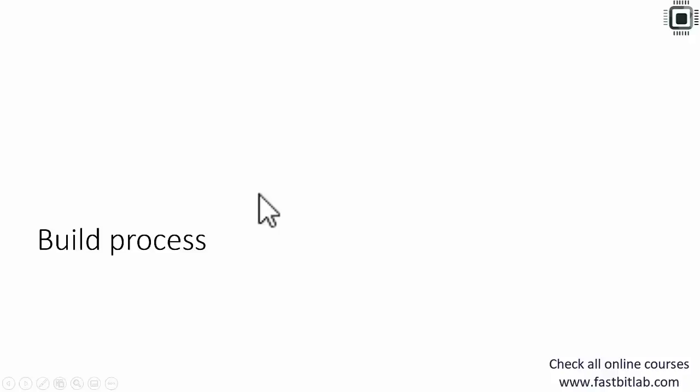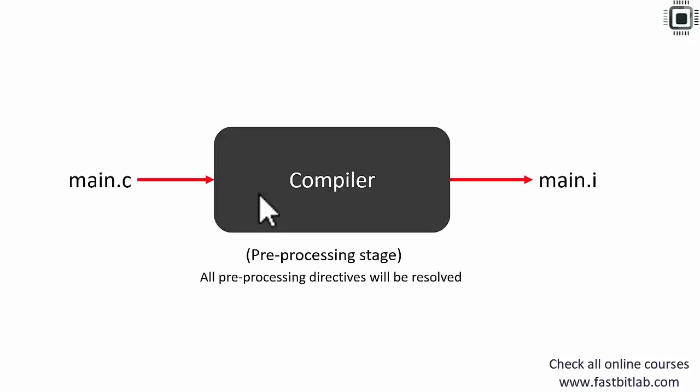Let's understand the build process, and we can later try this practically. Let's say you have main.c. When you first invoke the compiler to compile your source file, the first stage is the pre-processing stage. In this stage, all pre-processing directives of the source file will be resolved and the output file main.i is created. For main.c, main.i is created. This is not compilation, remember that. This is a pre-processing stage of the compilation, which is usually done by the compiler itself. The pre-processing directives such as all #includes, the C macros or the conditional compilation macros of the source file will be resolved and a pre-processed file is created that has the extension .i.